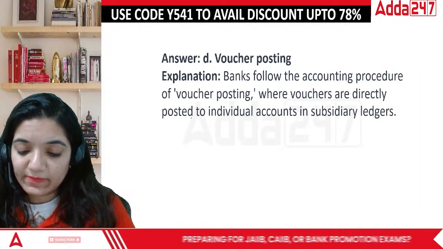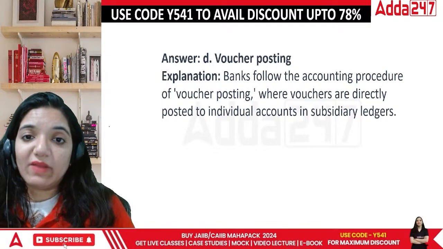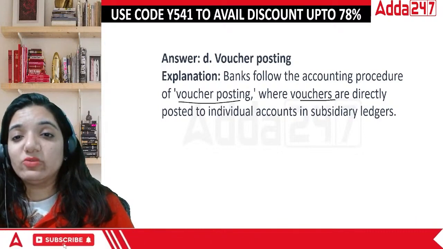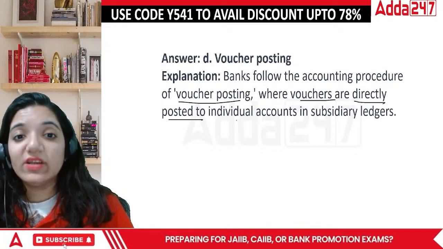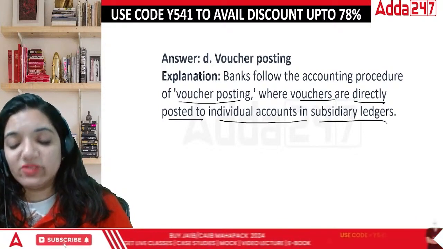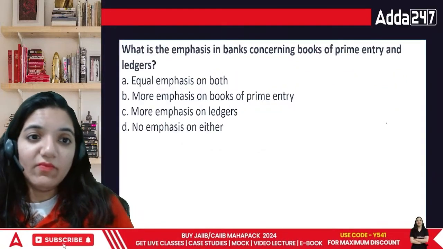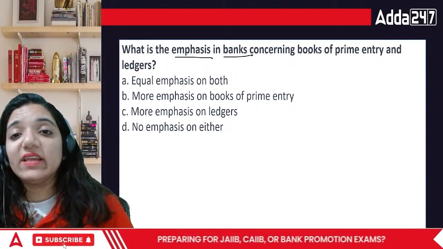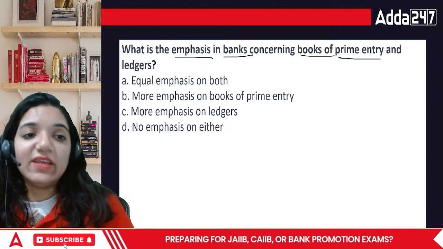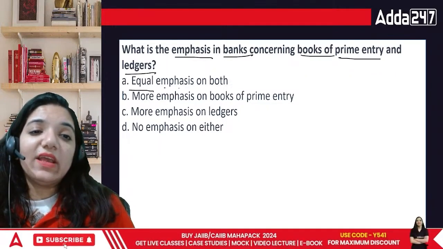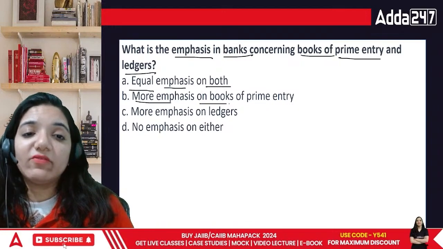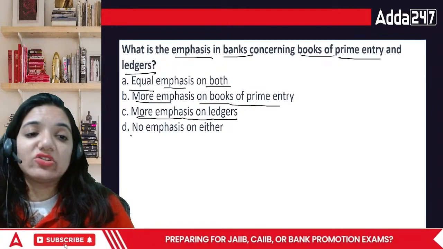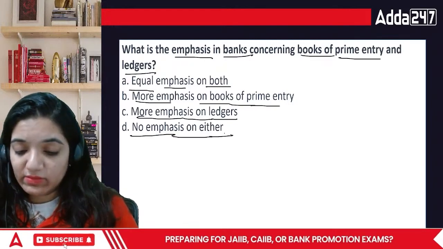So that is voucher posting. Banks follow the accounting procedure of voucher posting, where vouchers are directly posted to individual accounts in subsidiary ledgers. What is the emphasis in banks concerning books of primary entry and ledgers? Equal emphasis on both, more emphasis on books of primary entry, more emphasis on ledgers, or no emphasis on either.